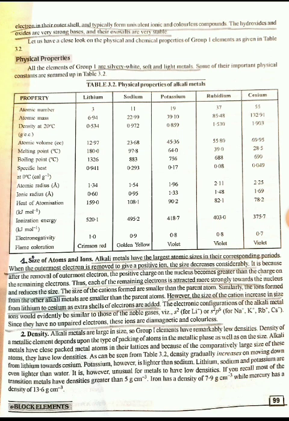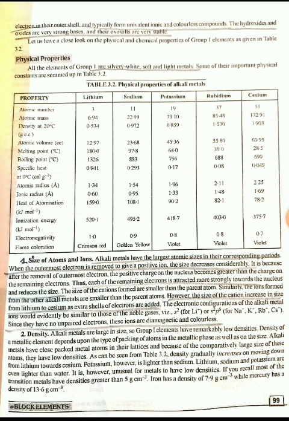rubidium 1.530, cesium 1.903. Atomic volume in cc: lithium 12.97, sodium 23.68, potassium 45.36, rubidium 55.80, cesium 69.95. Melting point in degrees Celsius: lithium 180, sodium 97.8, potassium 64.0, rubidium 39.0, cesium 28.5.